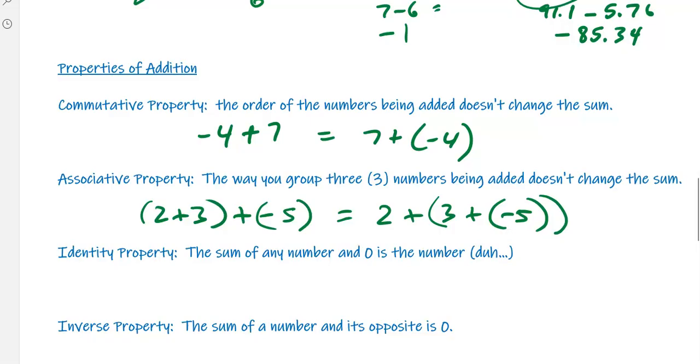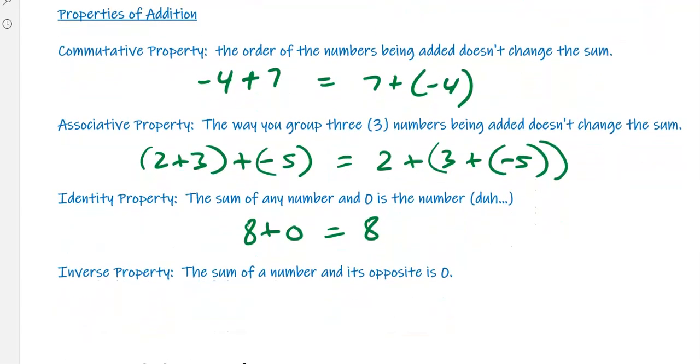Now the identity property says that the sum of any number and 0 is that same number, right? So, 8 plus 0 is just going to be 8. And the inverse property says that any number and its opposite is going to be 0. So 9 plus its opposite, which is -9, is always going to be 0. That's the inverse property of addition.